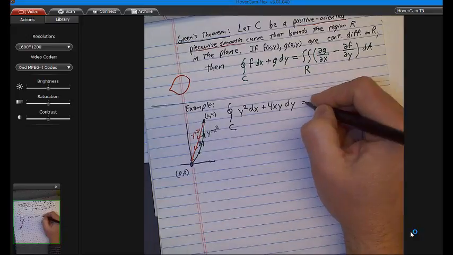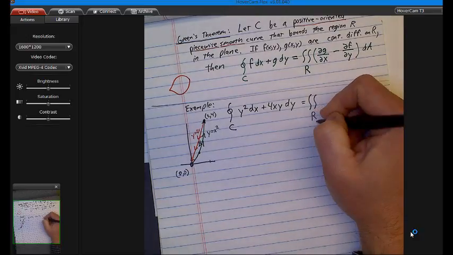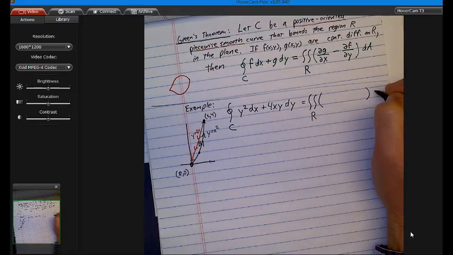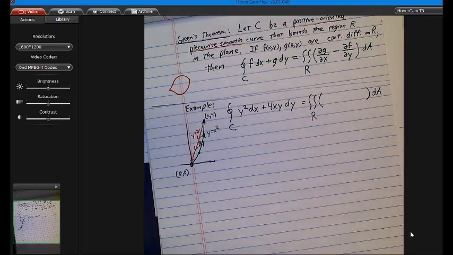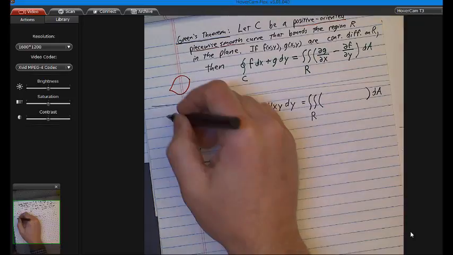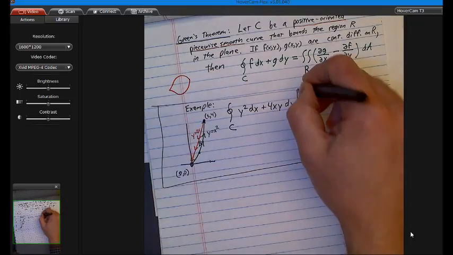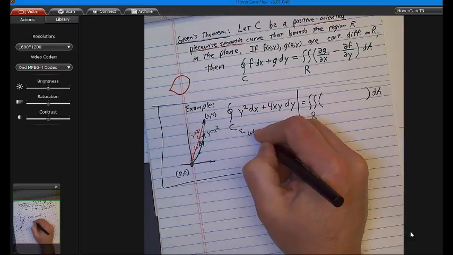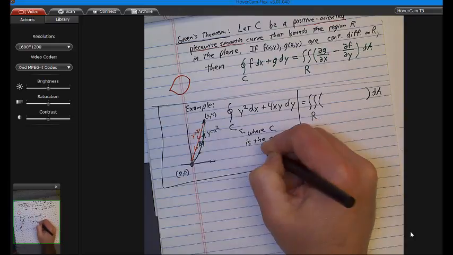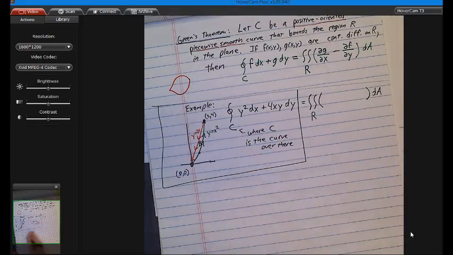Green's theorem says this will be the double integral over R of something. Okay, so my question is, do you know what to put where? Can you go back for a second? I'm not following why you chose y equals x squared and y equals 2x based on the problem that was given. That's part of the problem. This is the problem. So I have to say where C is the curve over there. Right there.